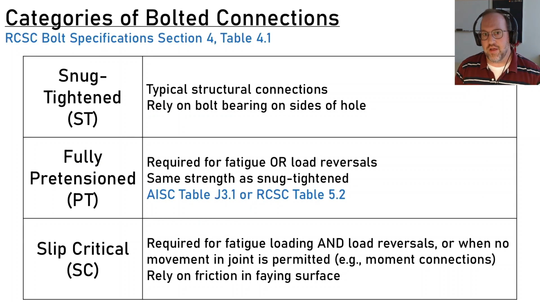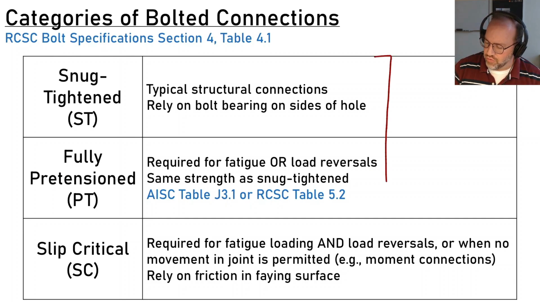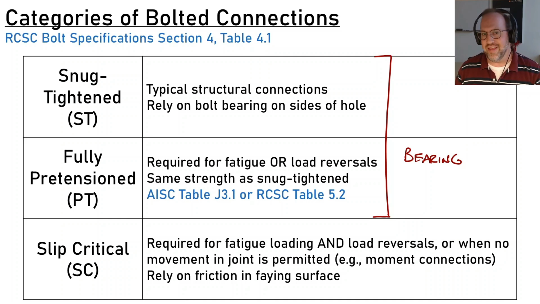Now, before we talk about numbers and capacity, we need to understand the difference between different categories of bolted connections because they will have different limit states that we need to check. The first two I'm going to group together: snug-tightened and fully pre-tensioned. They do have different applications. You're going to use them in different situations, but capacity-wise, they're identical because they're both known as bearing connections. So bearing just means that the bolt bears on the side of the hole, and that's how we transfer load from one piece to another.